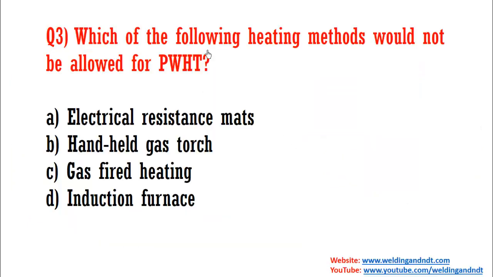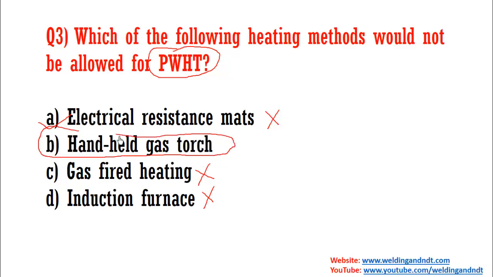Now question 3: which of the following heating methods would not be allowed for PWHT? PWHT is post-weld heat treatment. We have 4 methods, and he is asking which one is not allowed for PWHT. Option A is electrical resistance mats. These are used for PWHT, hence this is not a correct option. Option C is gas fired heating. Gas fired heating can also be used for PWHT, hence this is also not correct. And option D is induction furnace. Induction furnaces are also used for post-weld heat treatment. So the correct answer is option B, that is handheld gas torch.